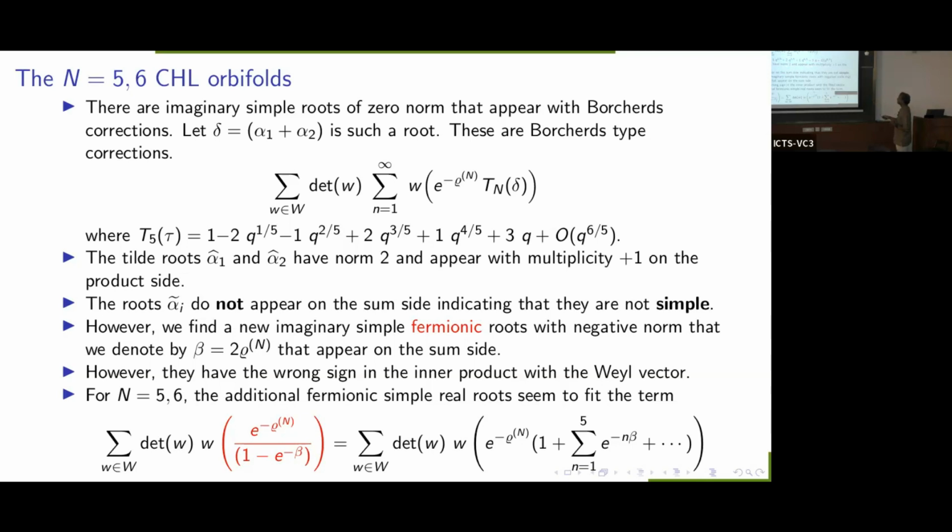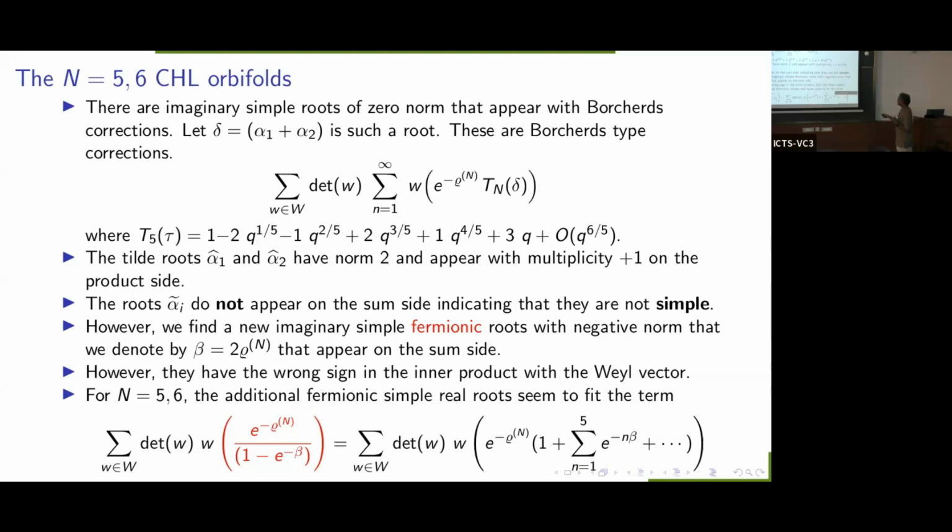And okay, but the tilde roots alpha 1 and alpha 2, they appear on the product side, but on the sum side they don't appear. So they are not simple. However, what we do is we find new imaginary simple roots which have negative norm, and they have this thing which is 2 times rho n. Whatever reason, I don't know what that is. But they again have the same pattern as this.